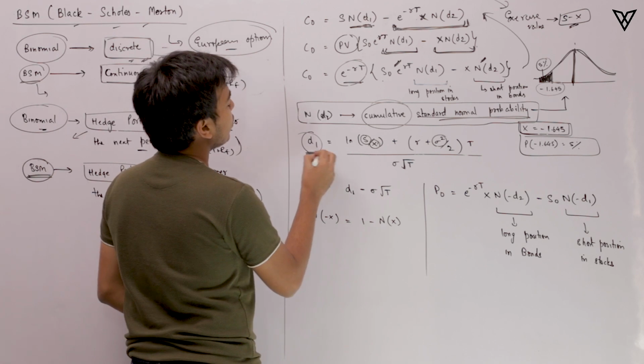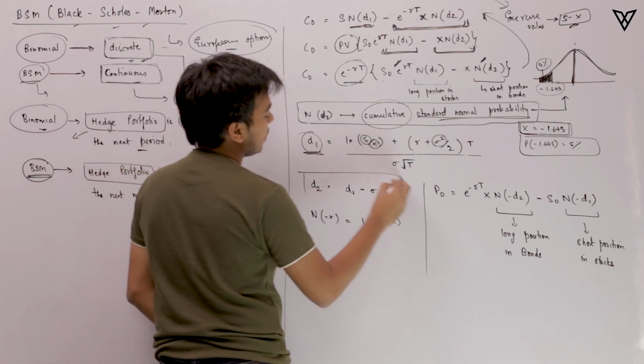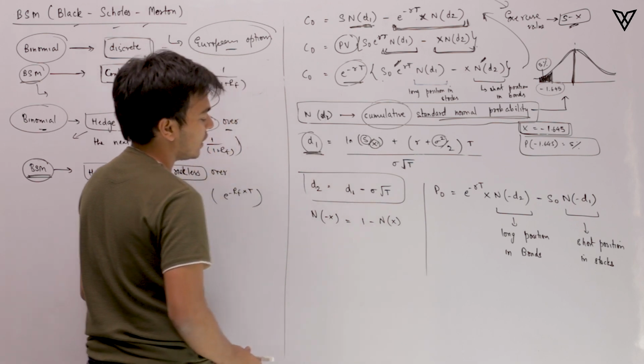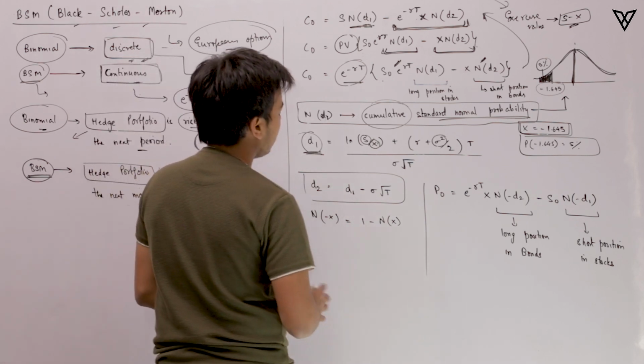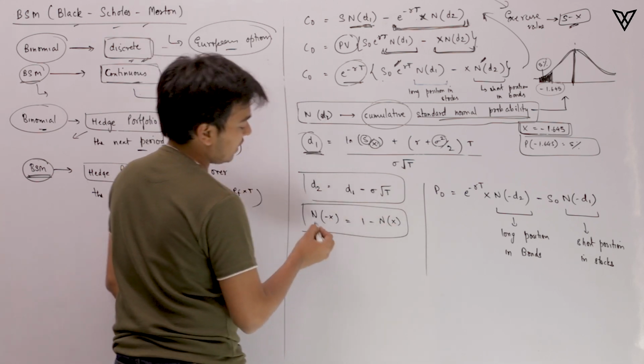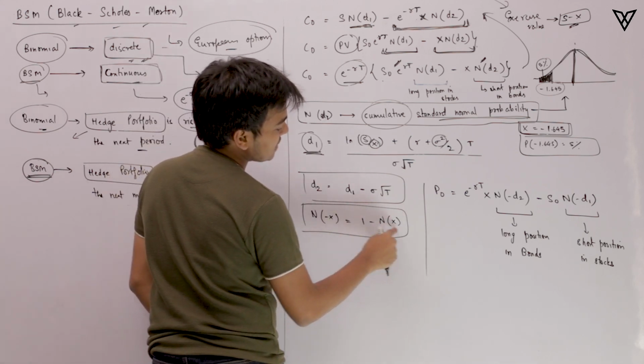Alright, so once we know D1, calculating D2 is pretty simple. D2 is nothing but D1 minus sigma root T. So that is pretty simple. And one more thing that we need to know is N of minus x is nothing but 1 minus N of x.